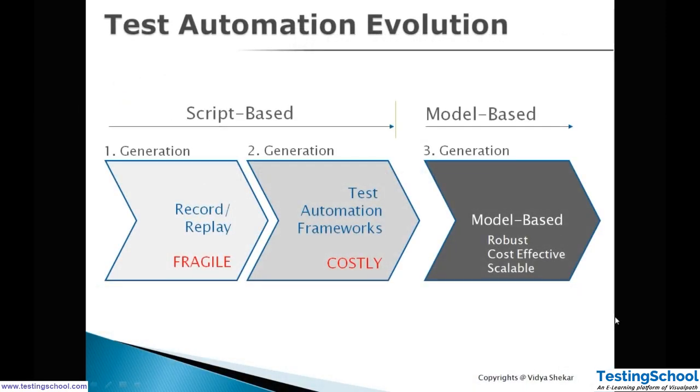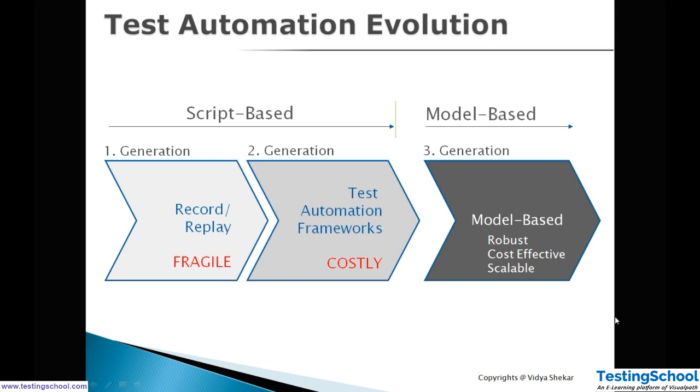Earlier, when automation evolved, the old tools like WinRunner, QTP or UFT basically started with a concept called record and playback feature. Record and playback is a very fragile model. It cannot accept changes and maintenance is very high, so ideally it is not used in the industry. This is the first generation, which is record and playback.